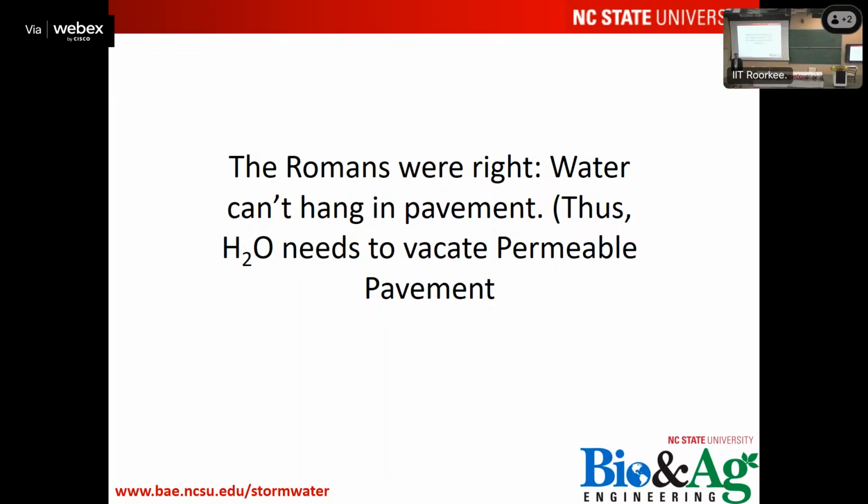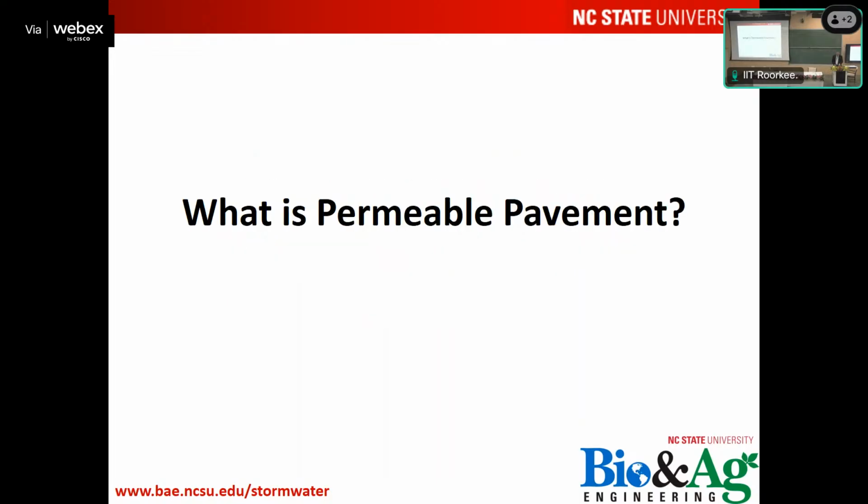Yeah, the Romans wanted the water to go out and away. What we're saying with permeable pavement is we want the water to go through, all right? And for people based on 2,000 years of pavement design, they got very uncomfortable with this, all right? But the idea is still the same, that water does have to eventually leave permeable pavement, all right?